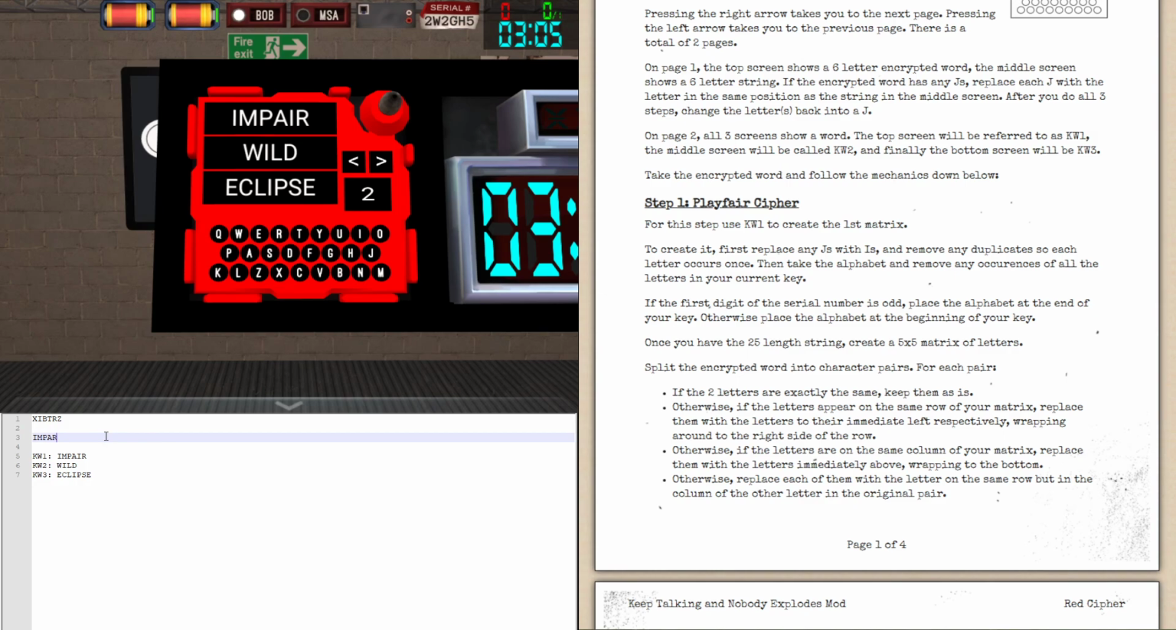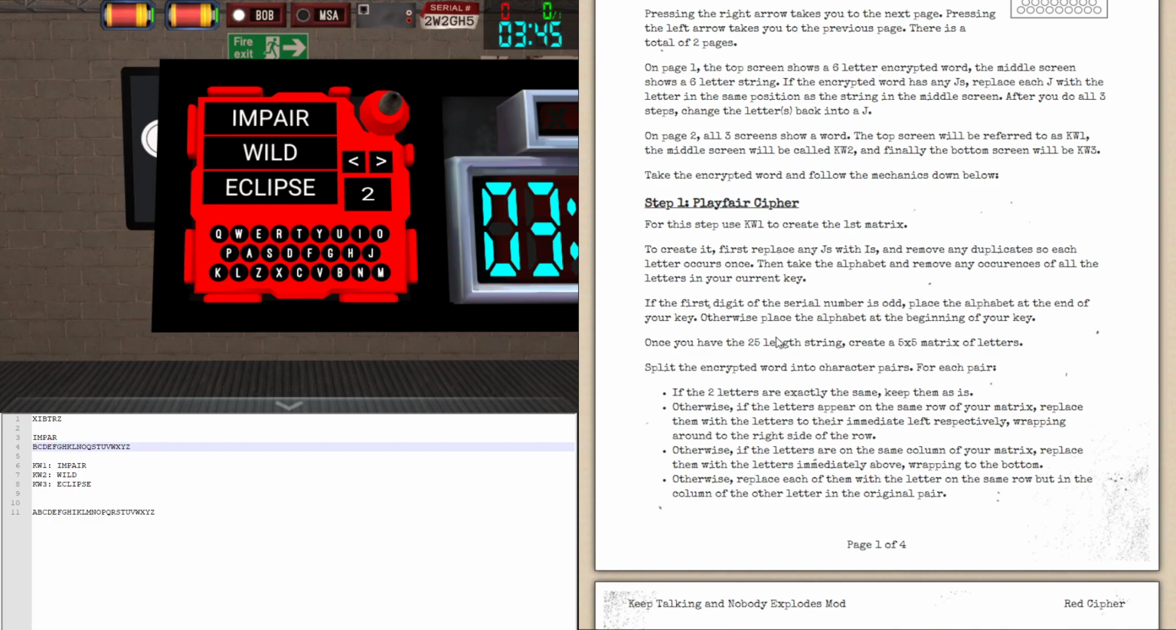Next, we need the alphabet: A, B, C. But this alphabet is going to be A to Z with the exclusion of J, because no J is ever used in this cipher. So I'm going to copy this alphabet, and what we're going to do next is remove any occurrences of the letters in our current key. So we're going to remove any I, M, P, A, and R.